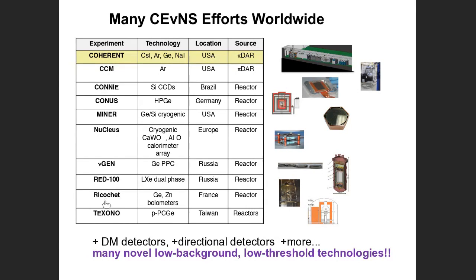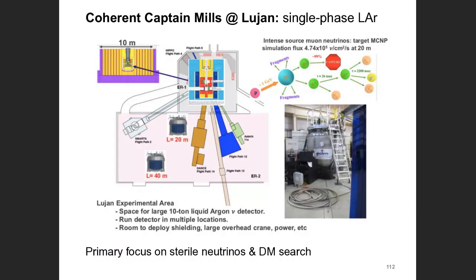Then there are a bunch of reactor neutrino experiments, and let me say a little bit more about those. Okay, first a little bit about Coherent CAPTAIN-Mills. This is at the Lujan neutron source at Los Alamos, and I think they have one large liquid argon single phase detector. It's focusing on sterile neutrino and dark matter searches, and they hope to have a large scale sterile neutrino search. And so that's ongoing.